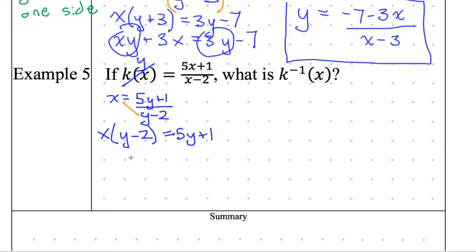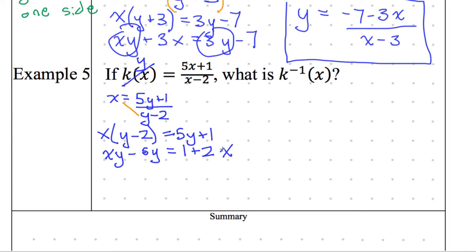Continue on. You distribute the x. And you get xy minus 5y equals 1 plus 2x. Oh, you're skipping way ahead. Yeah, that's cool. Minus 5y equals, say it again. 1 plus 2x. 1 plus 2x.